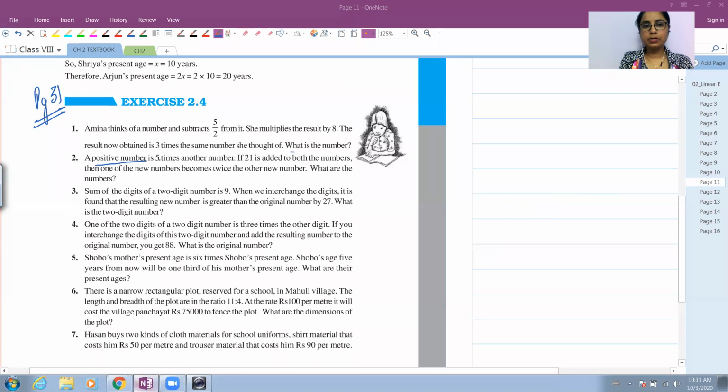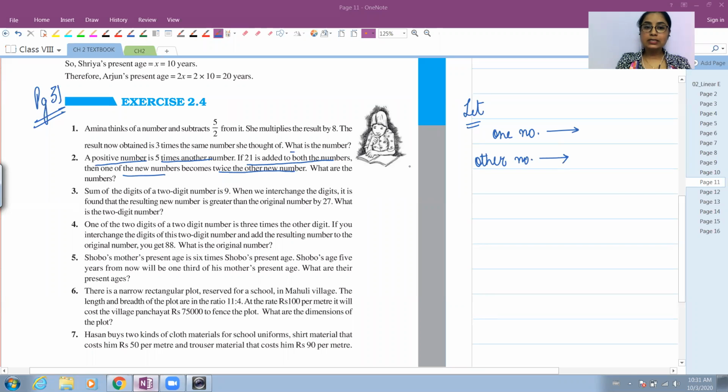A positive number is 5 times another number. So they're talking about two numbers here. 21 is added to both the numbers. Then one of the new numbers becomes twice the other new number. So since in your question they're talking about two numbers, I'm going to let two numbers here. Now, since your chapter says linear equations in one variable, I cannot use two variables.